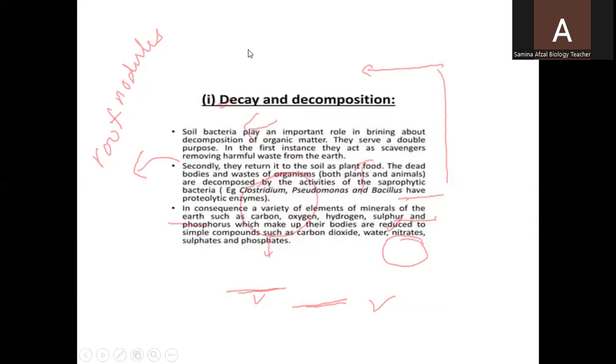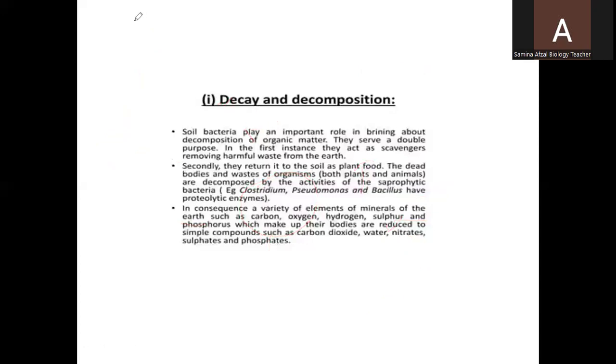Next process is decay and decomposition. Decomposition is that process by which the nutrients are released. The process of decomposition is performed by bacteria and fungi. Soil bacteria play an important role in bringing about decomposition of organic matter. They change the dead and decaying material, the organic material, into simple inorganic molecules. They serve a double purpose: first, they act as scavengers, removing the harmful waste from the earth.